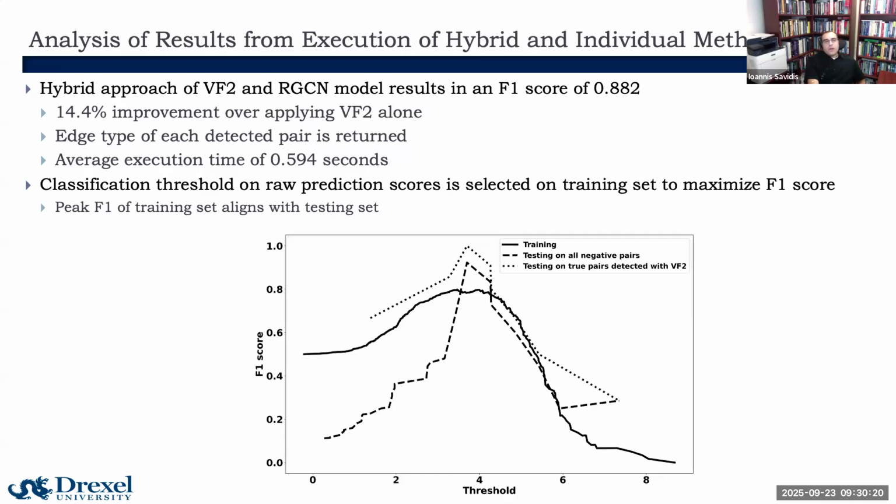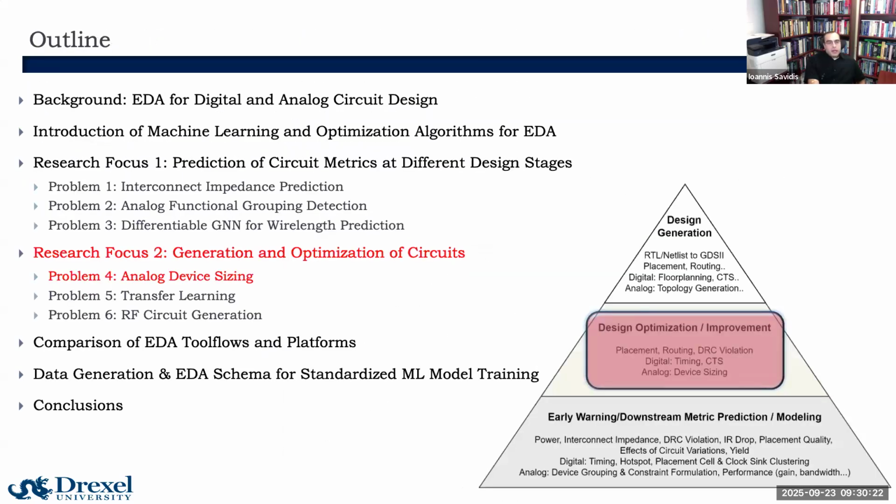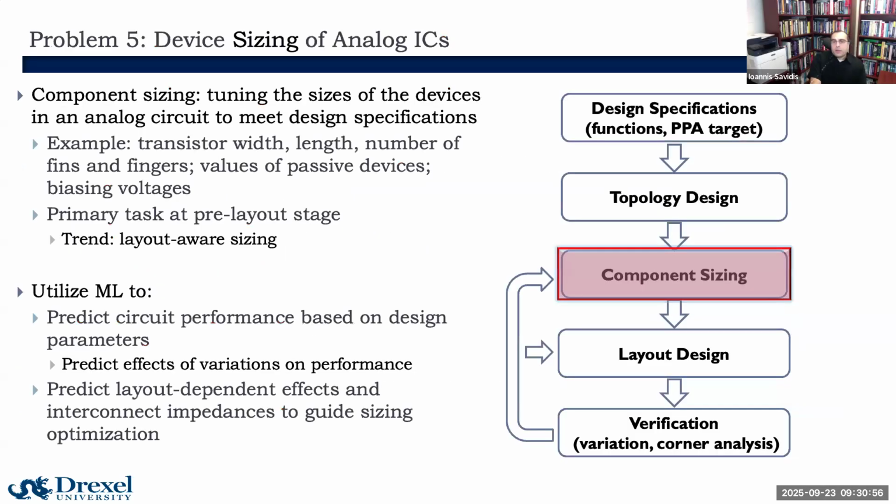We have other prediction problems too that we've been looking at, also in the digital space as well. But that gives you an idea of how you can use these machine learning algorithms, and specifically GNNs, to perform some type of prediction that would be useful for downstream optimization or generation tasks. And then pivoting into generation and optimization of circuits, the first one that we were looking at is analog device sizing. And this is in the generation and optimization.